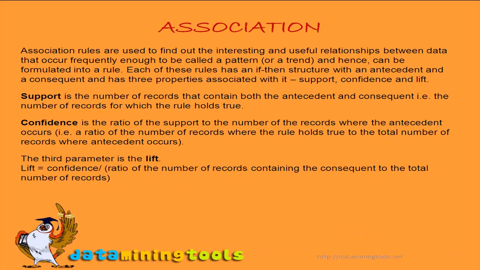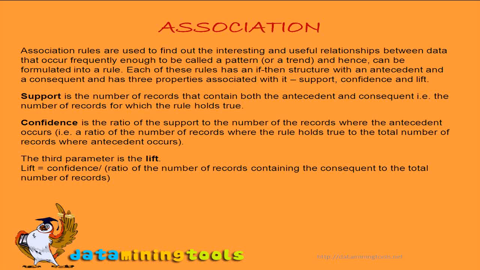Association. Association rules are used to find out the interesting and useful relationships between data that occur frequently enough to be called a pattern or a trend, and hence can be formulated into a rule. Each of these rules has an if-then structure with an antecedent and a consequent, and has three properties associated with it: support, confidence, and lift.